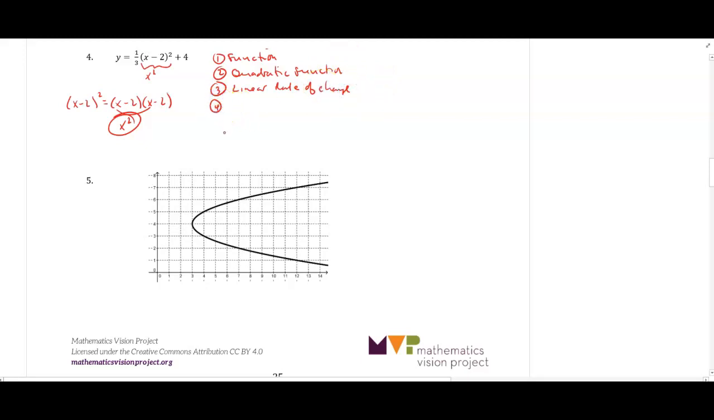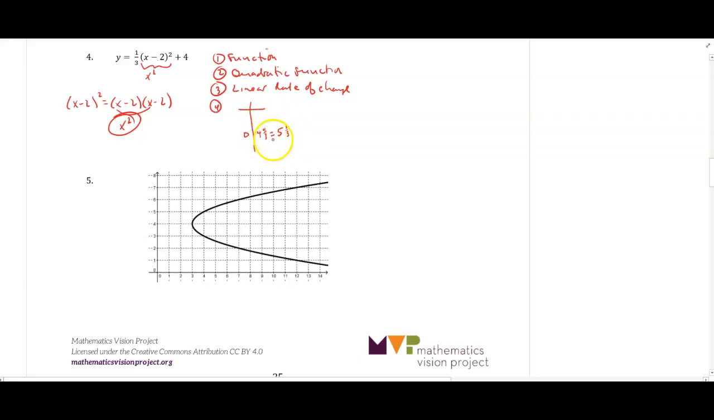And if we had to do a representation for this one, what I would do is just create a table. So you're already given the function. So the table, I'll just plug ordered pairs in. So if I start with, say, 0. If I plug 0 in, 0 minus 2 is negative 2. Negative 2 squared is 4. So it's going to give you 1/3 times 4, which is 4/3 plus 4 would be 0, 4 and 4/3, which we don't want to do that. So it'd be 5 and 1/3.